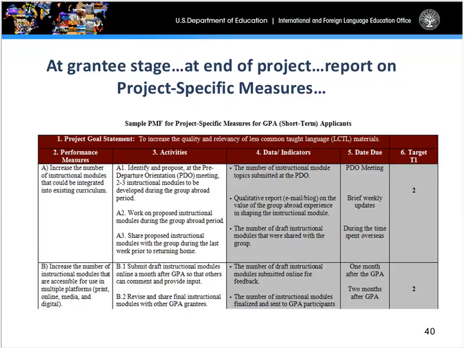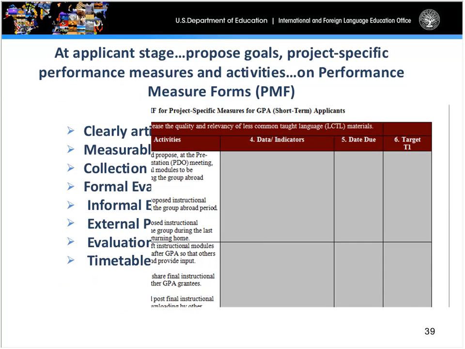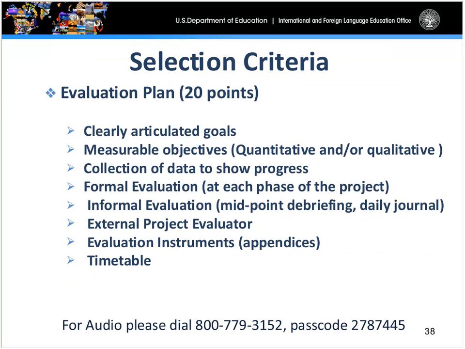So I just want to go back to the evaluation plan. And I do apologize if I'm skipping over the selection criteria, but I want to make sure that I cover all the key points. As I mentioned before, the evaluation plan, also worth 20 points, is where you would talk about the effectiveness of your project.